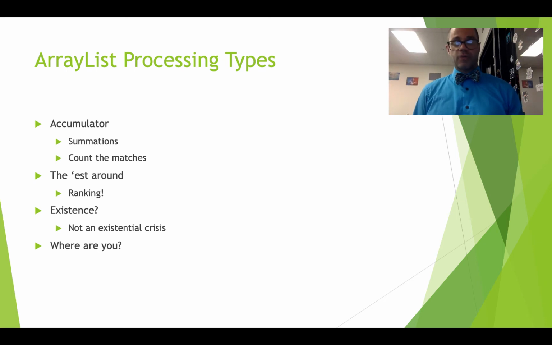We also have another type where we find the best around. We want to rank some information, and we're going to look in a little bit more detail at what's inside that. We also have the existence type. Now, we're not looking for an existential crisis. We can have those another time. Right now, we're saying, do you exist inside this list or not? So we actually want to find it. And finally, and possibly sometimes most important, where are you in the list? Where can I find you?